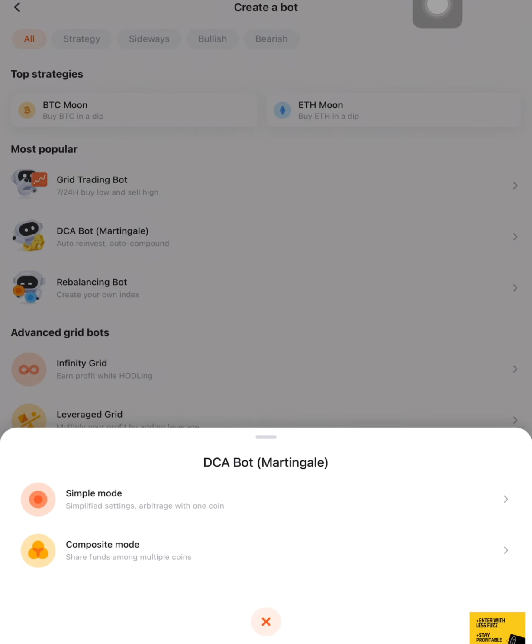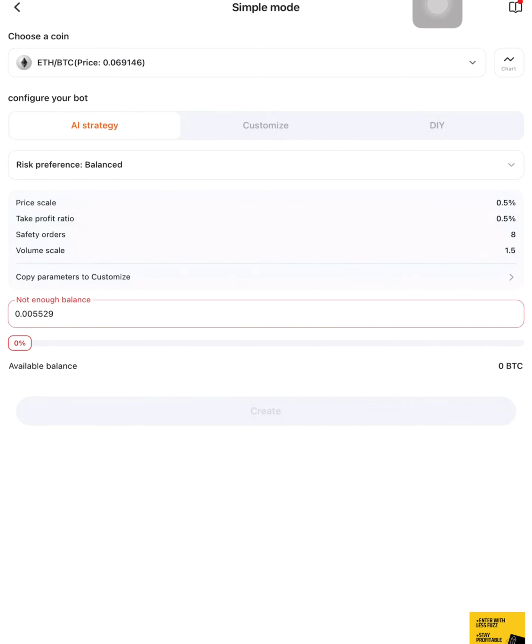When we go to the DCA bot or the Martingale, there are two types. One is the simple mode and the other one is the composite mode. We'll discuss the simple mode today, and later on in the next video, we'll discuss the composite mode. In simple terms, the simple mode uses only one asset. Let's think of Ethereum today. So we'll go with the simple mode.